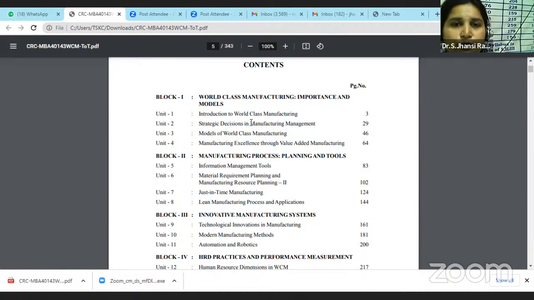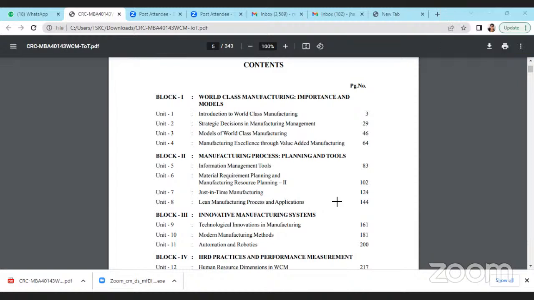So first, if you look here, under block 1 we have the first unit, that is introduction to world-class manufacturing. The next one is strategic decisions in manufacturing management, models of world-class manufacturing, and manufacturing excellence through value-added manufacturing. So these are the 4 units that will be covered in block 1.